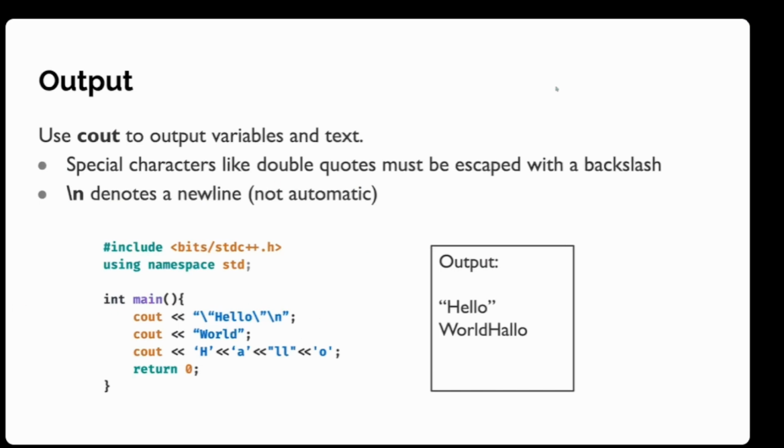Special characters like double quotes must be escaped with a backslash, like this. If you want to, for some random reason, output quotes, then I use backslash quote. But I don't think you'll ever do this in CP, so it doesn't matter. And again, you can chain cout just like how you chain cin, as you can see from the third line. You can also print integers, booleans, etc. You don't have to change it to a string to do it. You can just print it like that. Like you can just do cout 7 without the quotes.